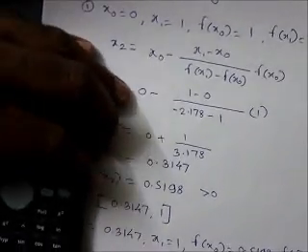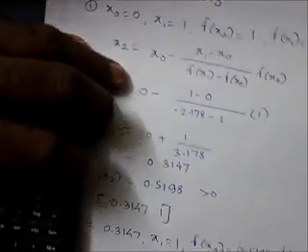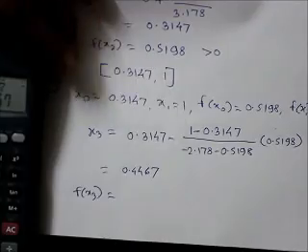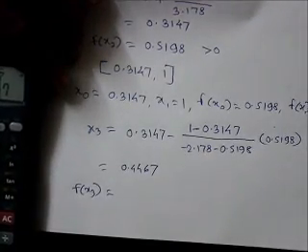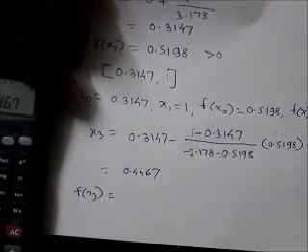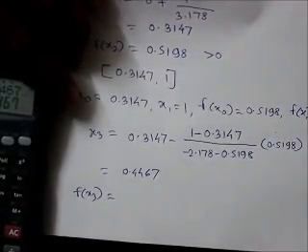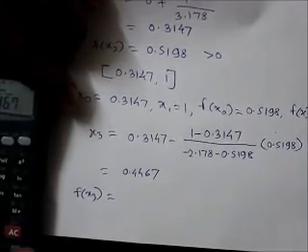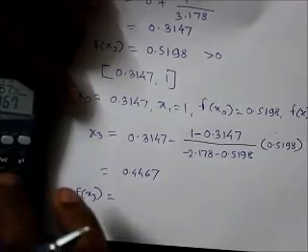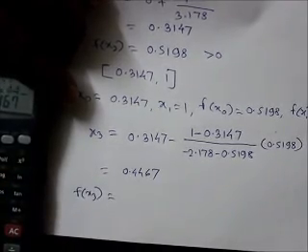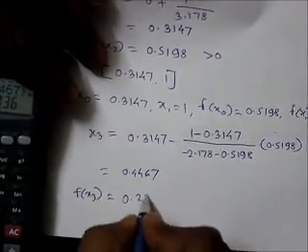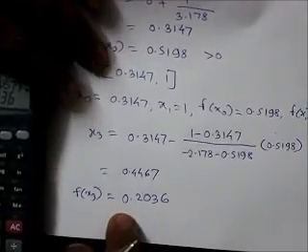f(x3) is nothing but cos of 0.4467 minus 0.4467 multiplied by e raised to 0.4467. This is equal to 0.2036, which is a positive.